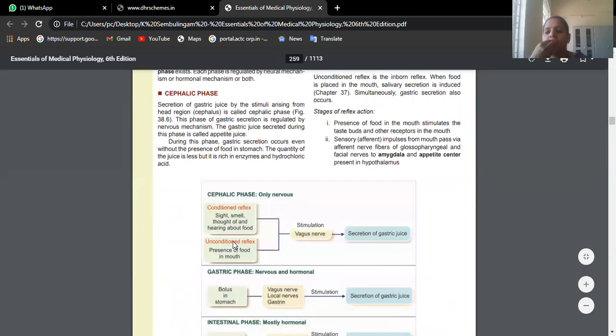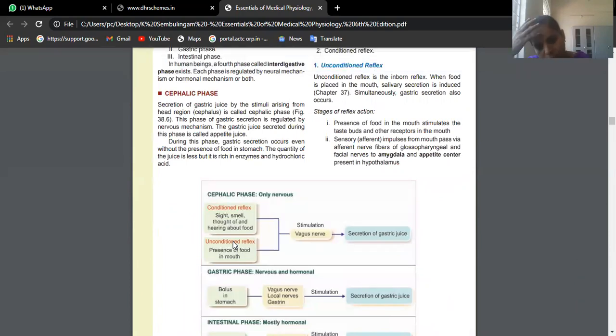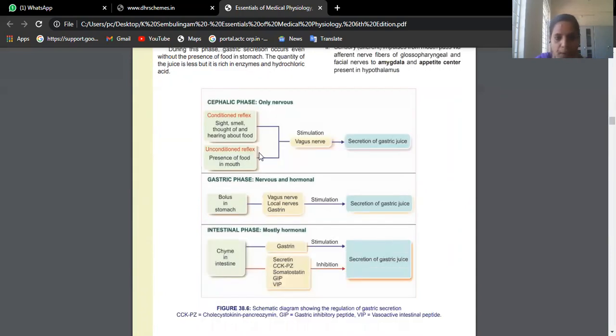Cephalic phase means it is all related to the head part of our body. It can be either a conditioned reflex or an unconditioned reflex. Conditioned reflex in the sense that true food is not present in the mouth. We are just thinking about food, hearing about food, something like that. Unconditioned is when food is present and you are not even concentrating on eating. This causes stimulation of the vagus and secretion of gastric juice. From the mouth, the food is now entering where?